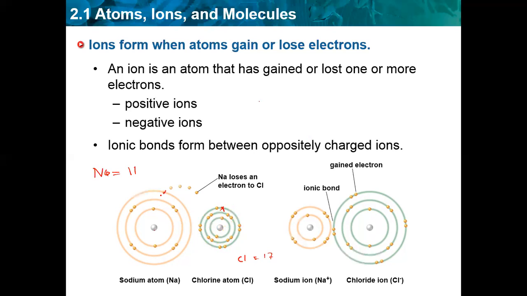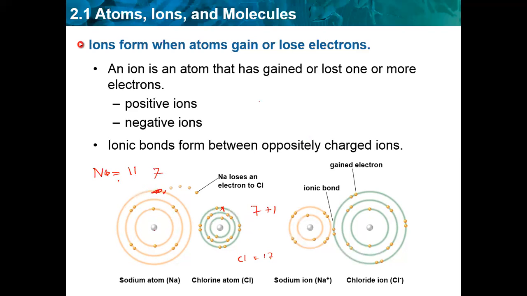But this has only 1, and when it gives away that 1, it's going to remove the shell, because the shell has only 1. So the point is, sodium has 1, and it needs 7 more to be complete. But chlorine has 7 in the outermost shell, so it needs only 1 more to be complete.